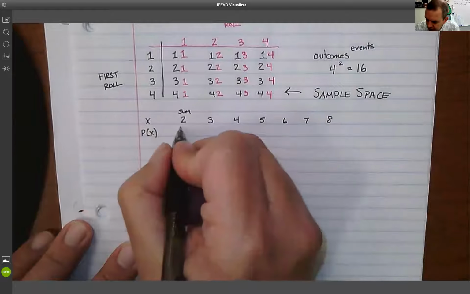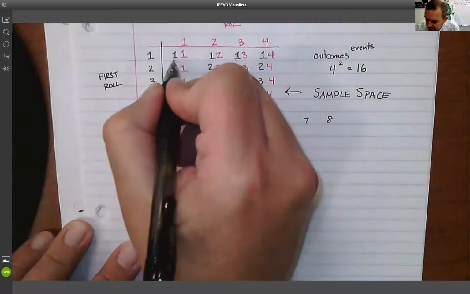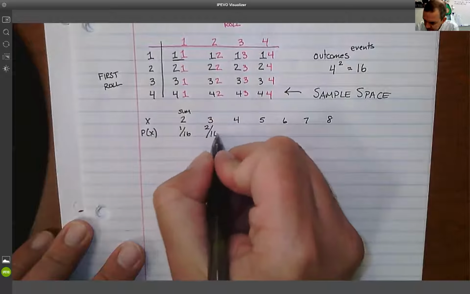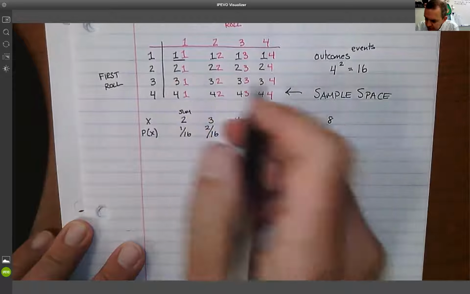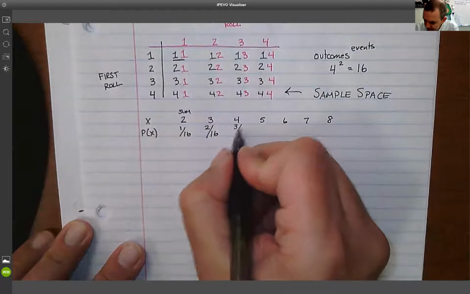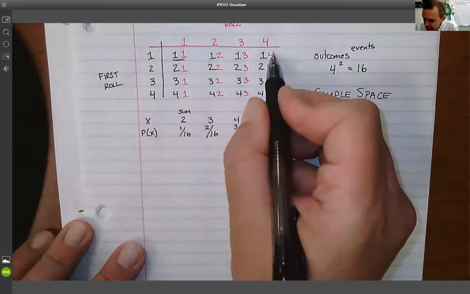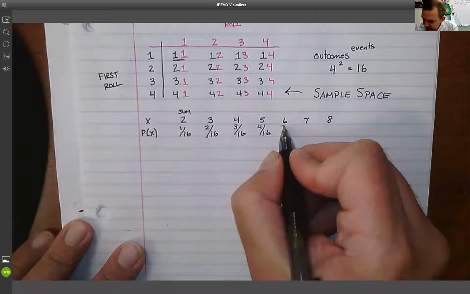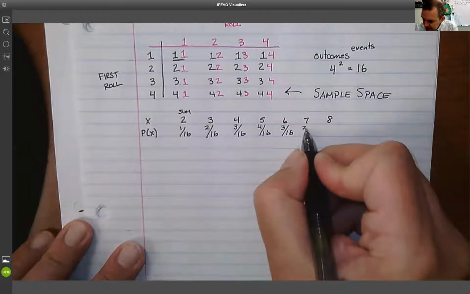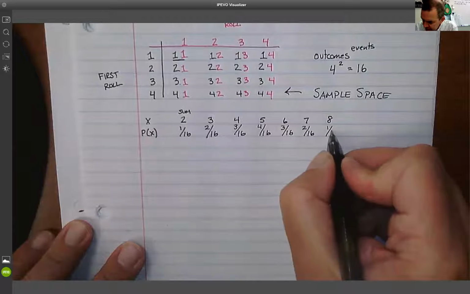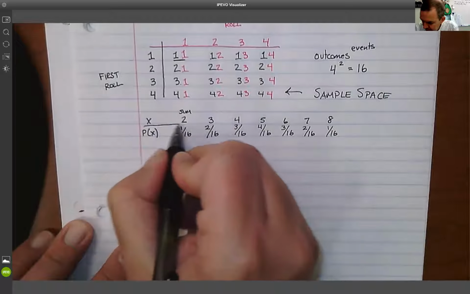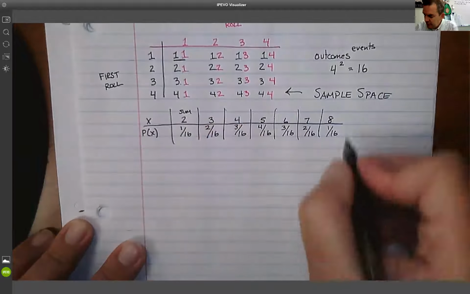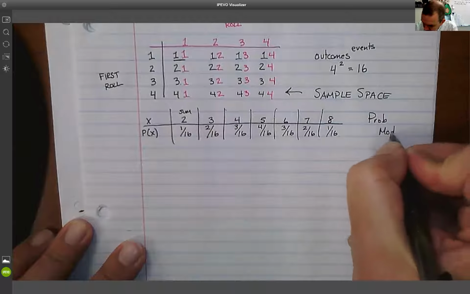The chances of me getting a 2 are 1 out of 16. So that's this one right here. The chances of getting a 3 are these 2. It's 2 out of 16. The chances of getting a 4 are these 3. That's 3 out of 16. The chances of getting a 5: 1, 2, 3, 4. 4 out of 16. The chances of getting a 6: 3 out of 16. A 7, 2 out of 16. And an 8, that's just that 1 way out of 16. So those are all my probabilities. This is my probability model if you're asking about all the possible outcomes.